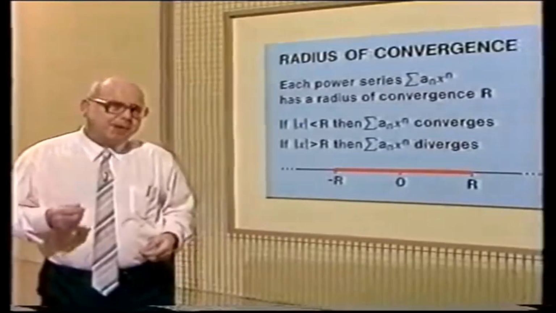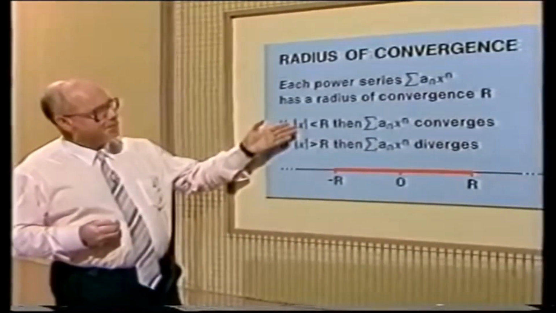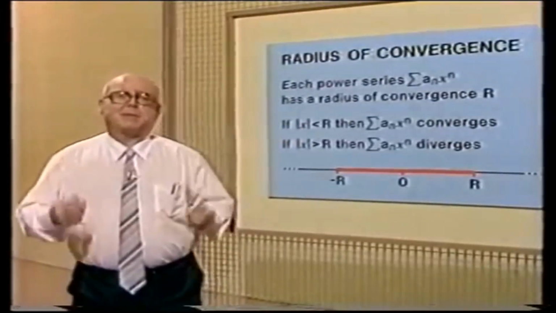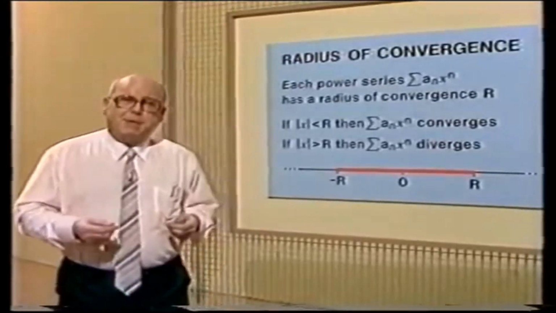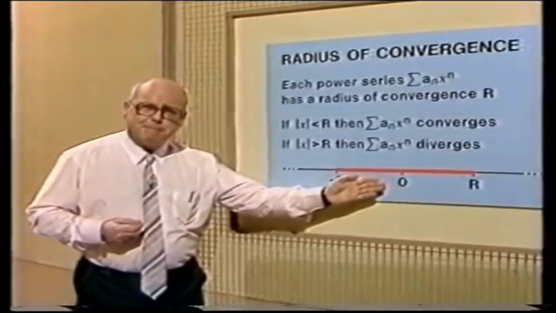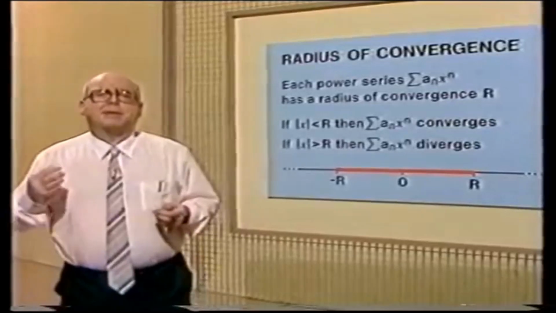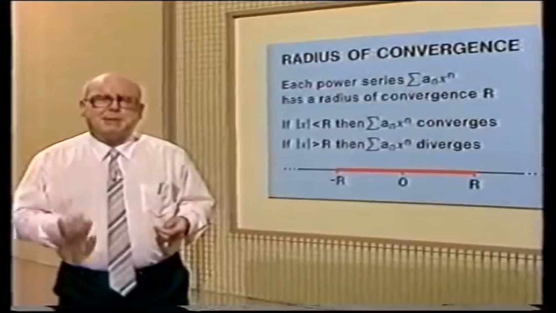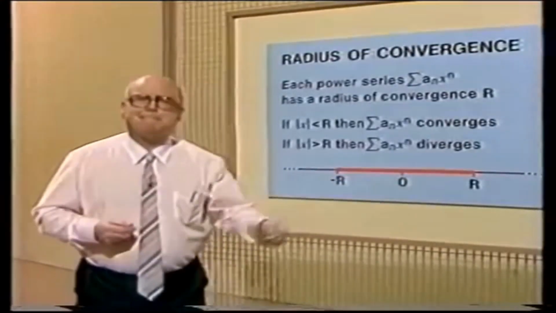Now, one thing I should mention is that we haven't actually said just what values this number r can take. Well, it can be any positive real number, or it can be 0. There are power series which converge only when x is 0, or it could be infinity. Of course, that doesn't mean there's a real number infinity. It's just another way of saying that the power series converges for every value of x.